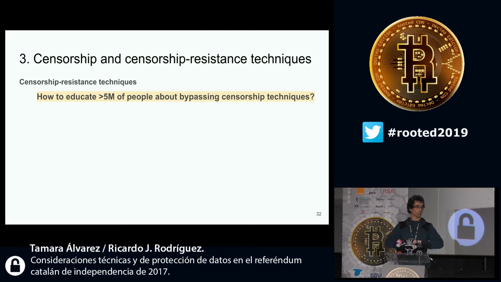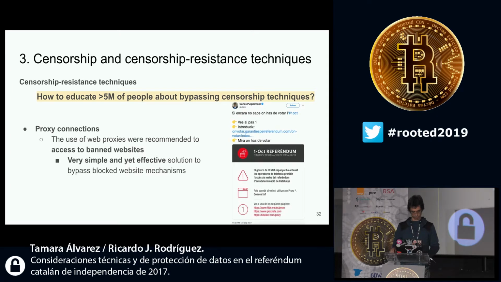So this is all very well, but how to educate 5 million people who had to vote on the 1st of October about bypassing censorship techniques? Well, you use the Trump method, you use Twitter, and that's it. And they did the simple stuff. What do we do? We want to access Mejor Torrent that has recently been blocked, or some other, well, people who download illegal stuff. What do we do? We go to a proxy, which is the cheapest way of getting access to blocked pages. That's what they did.